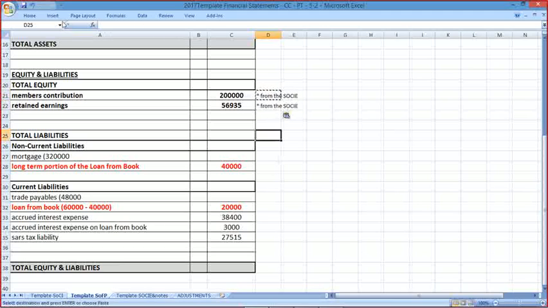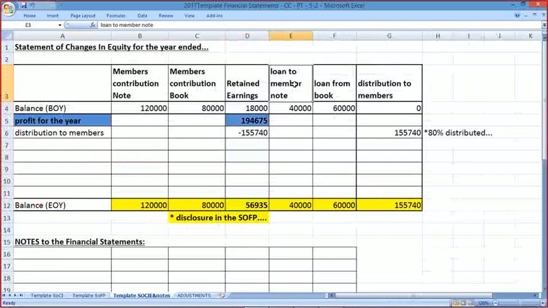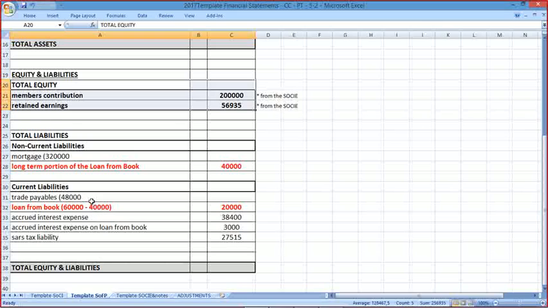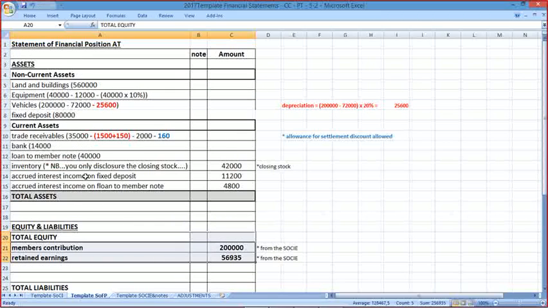Retained earnings. What was that total at retained earnings? 56,935. And it's under equity. Yeah, it's equity. We remember we saw those new accounts. We know they're equity. Okay, next. Loan to member note 40. Have we got the loan to member note? Loan to members are assets. Do we have that? Yes, we do. There's loan to member note 40. Okay, so we've got it.